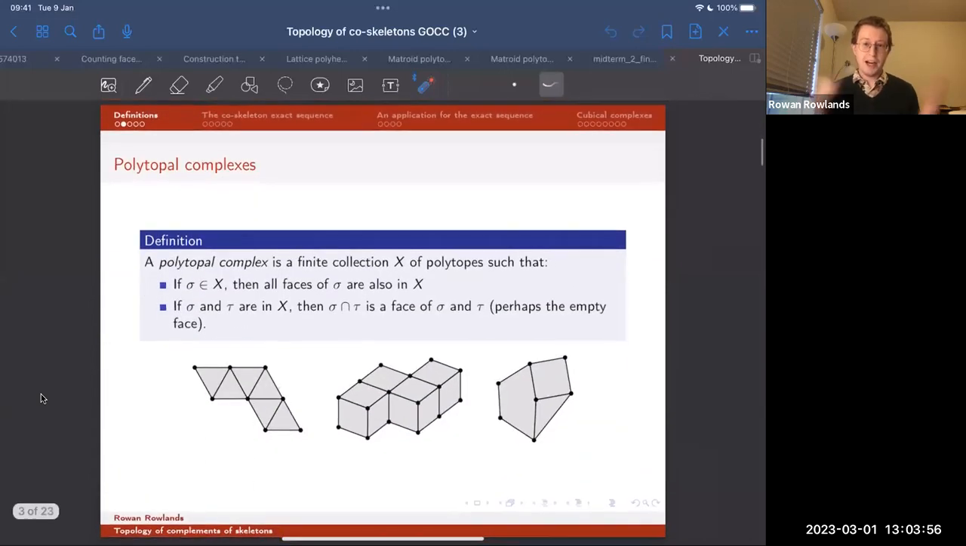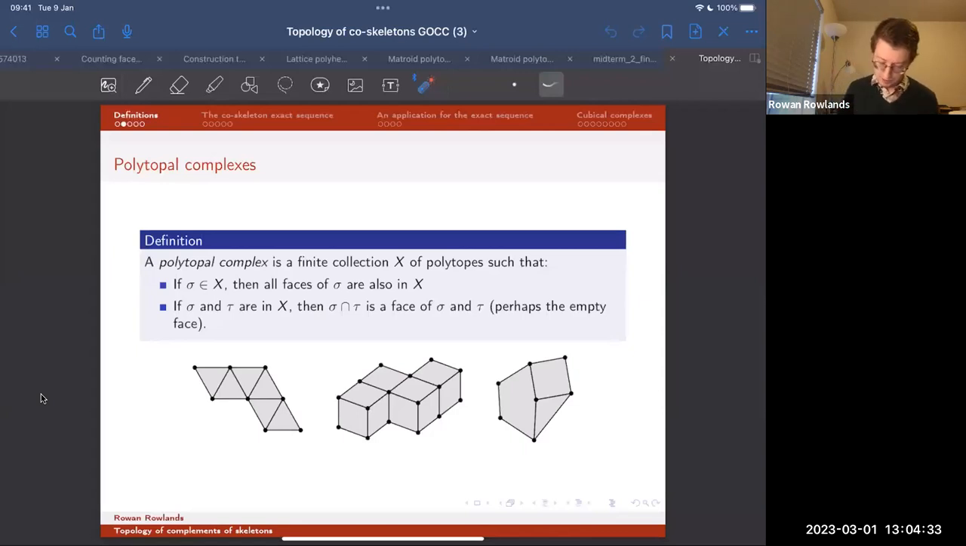The main kind of object we'll be studying today is something called a polytopal complex. A polytopal complex is a collection of polytopes in Euclidean space R^n for some dimension, with a couple of properties. First, for every polytope in the collection, all of the faces of that polytope are also in the collection, so the collection is closed under taking faces. Secondly, for any two polytopes in the collection, their intersection is a face of each of them, or possibly the empty face. This is just saying that polytopes intersect nicely. They are glued along their faces and we don't have weird overlaps.